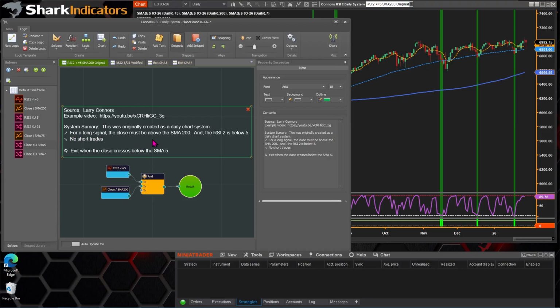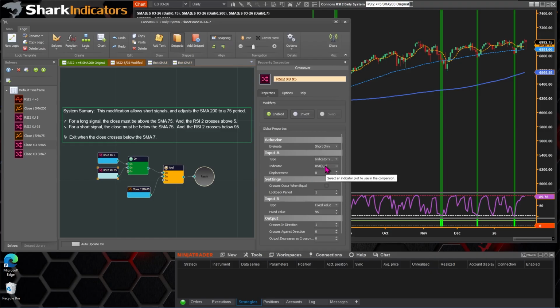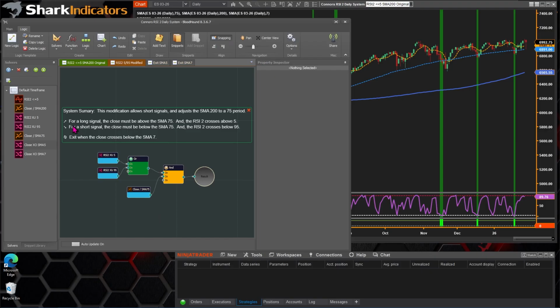Also included, since this system is pretty simple, it's easy to reverse. So why not generate short signals and see what happens? We can switch over to the RSI2 5 and 95 modified system. This will also identify when the RSI crosses 95 for short signals. And again, there we can see the description for how a short signal is generated.